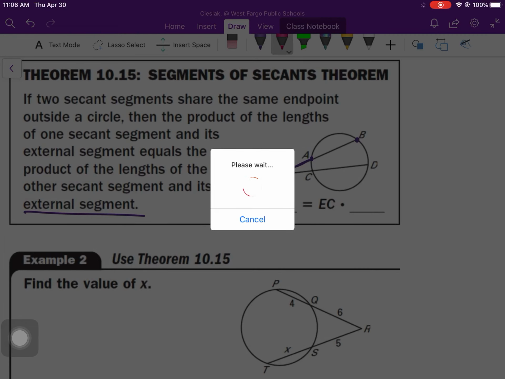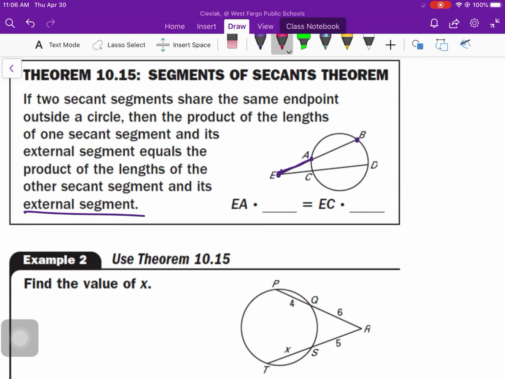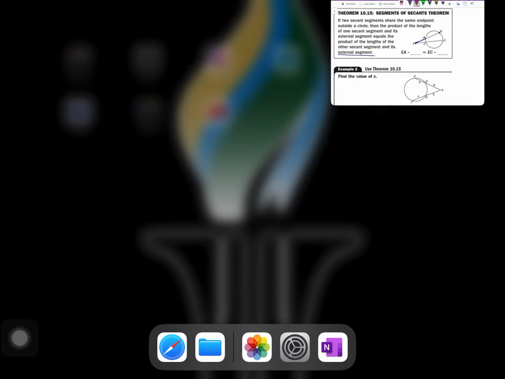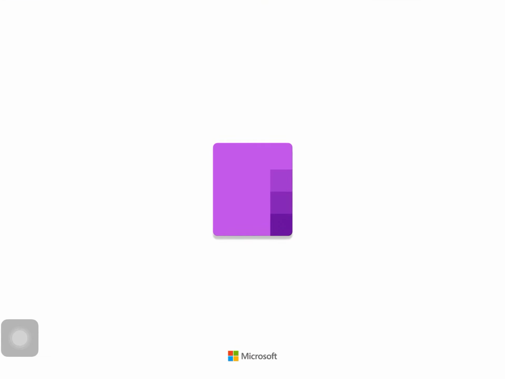Oh, come on, don't do this. Okay, let me kill one note and, fingers crossed, this opens up so I don't have to start the video over.